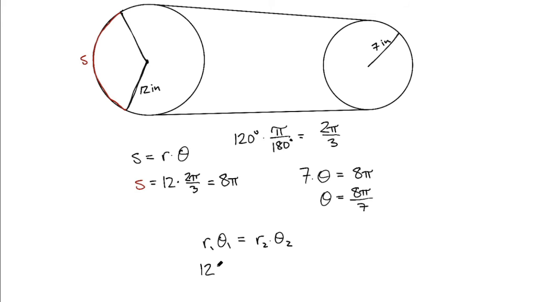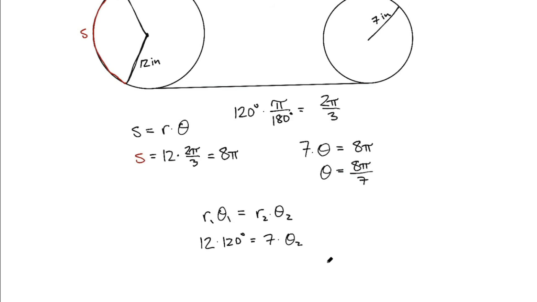And for this, you actually don't have to convert to radians. You can just leave it as the 120 degrees. And then over here, the 7 times, we don't know that angle, theta 2. And then we can divide by 7. So we have 12, well, let me go ahead and write that out. We've got 12 times 120, which is 1,440 degrees over 7. And that would be my second angle.